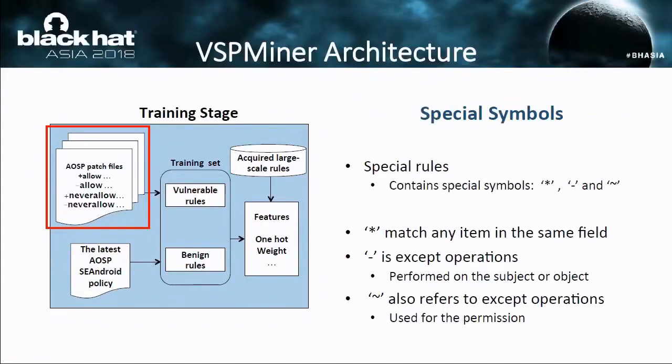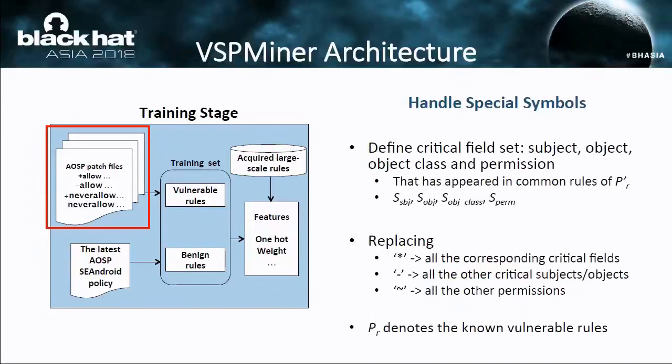However, there are some special symbols in some rules, such as the star, the dash, and the tilde, because they have different meanings. So we should handle these special symbols. The star can match any item in the same field, and the dash is an exception operation that can be performed on the subject and also the object. The tilde also refers to an exception operation and is used in the permission.